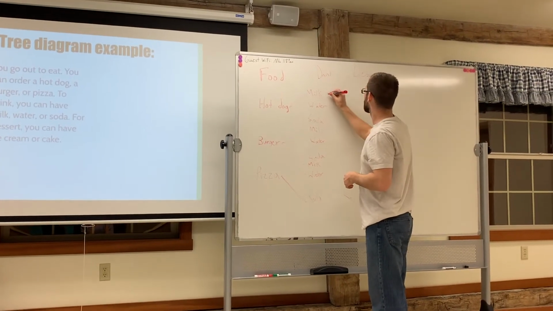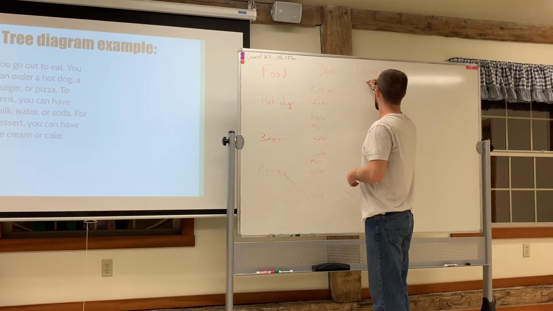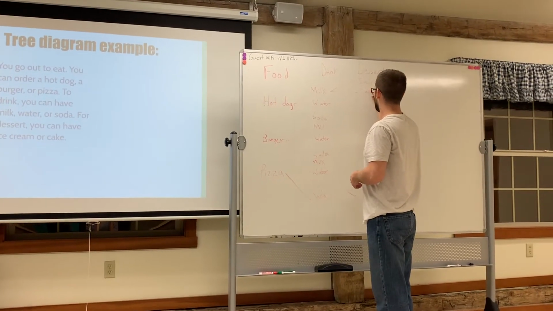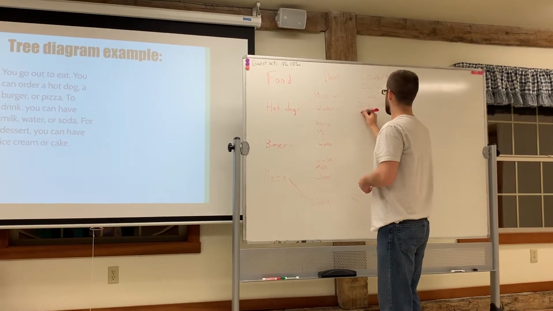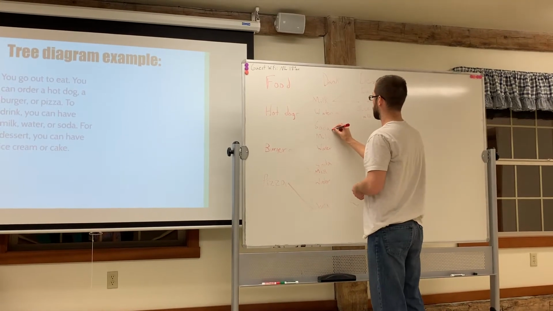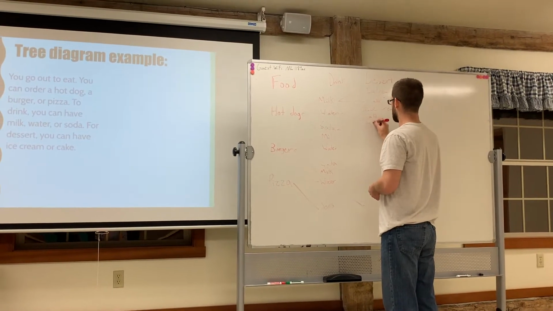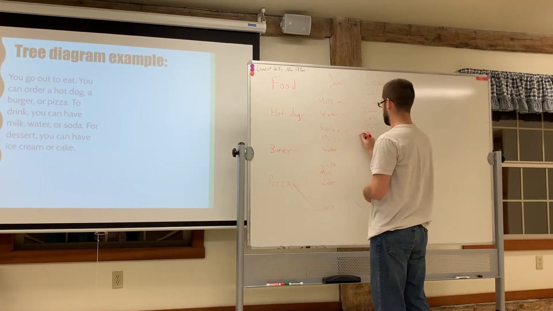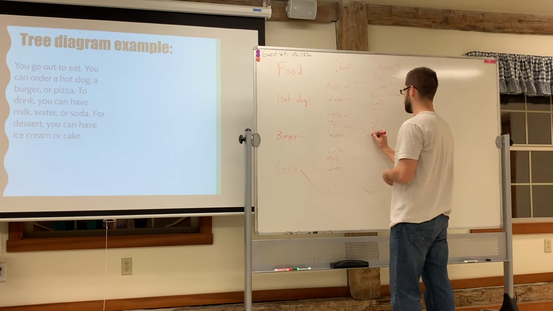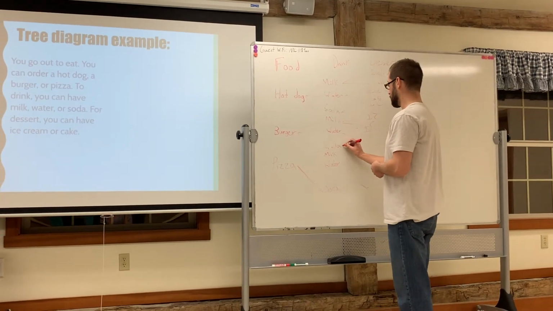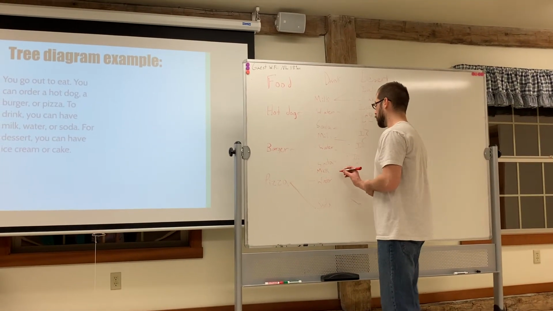So, for dessert, we could have ice cream or cake. I'm just going to put ice cream, cake, ice cream. I'm going to put ice cream or cake, IC or C. I'm just abbreviating here because this is a lot of work. But it's important that we see how the principle works.